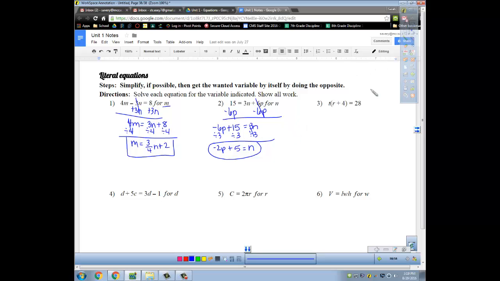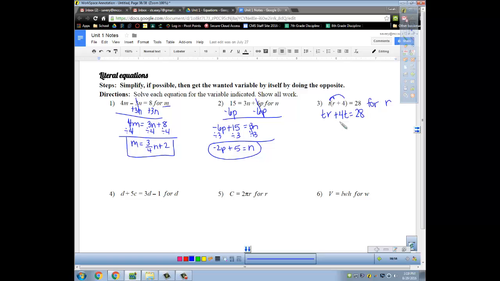Number 3, I forgot to say what we're solving for. We're solving for r. So most people, their first instinct would be the distributive property. So t times r is tr. T times 4 is 4t. Notice how I made my t. I don't want it to look like a plus sign, so I put a hook on the t. If you don't like doing it that way, then you can make it a capital T.